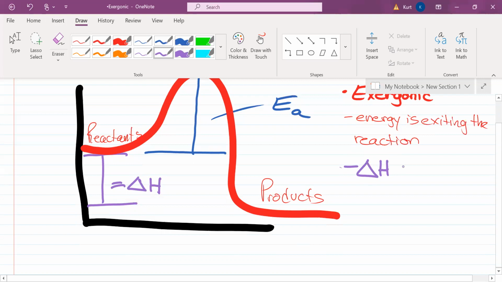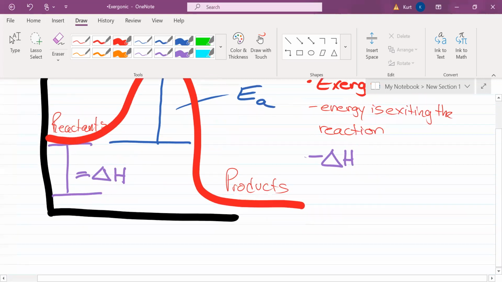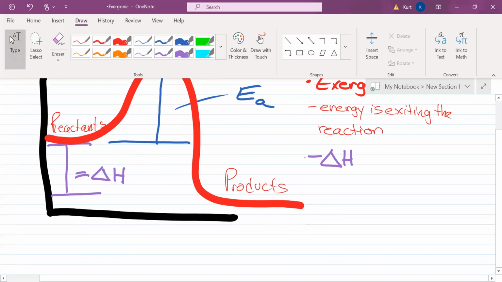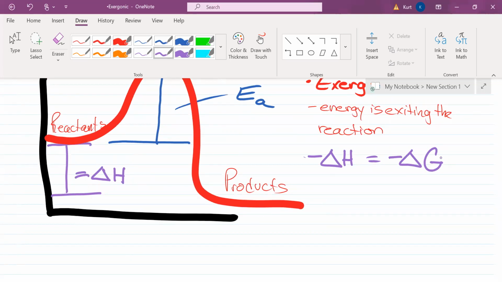And here's a little tip. It's a little hint. It's a little cheat. Whatever the enthalpy change is, the Gibbs free energy will be the same. So if delta H is negative, delta G is negative. And Mark, if delta G is negative, does that mean that this reaction is spontaneous or non-spontaneous? That's right, spontaneous.